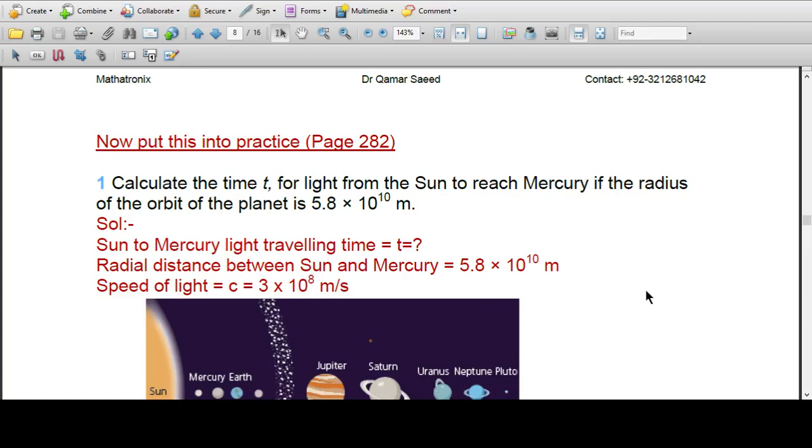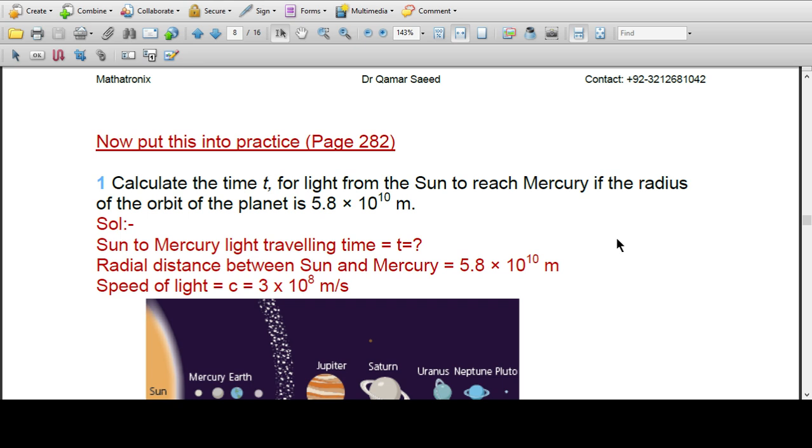Bismillah ar-Rahman Rahim. In this session, we will discuss some numerical problems on the topic of Earth and solar system. This is a part of the syllabus of IGCSE and O level physics. And here we have the first question.